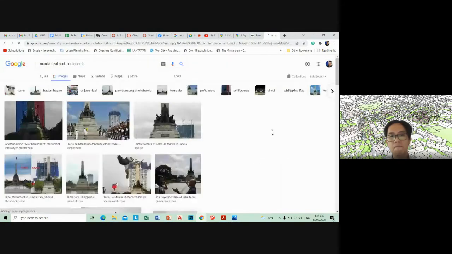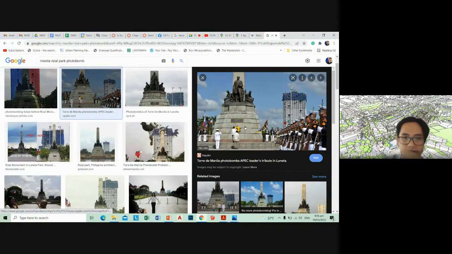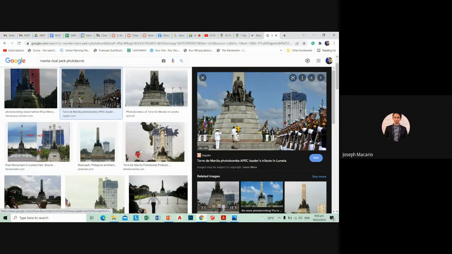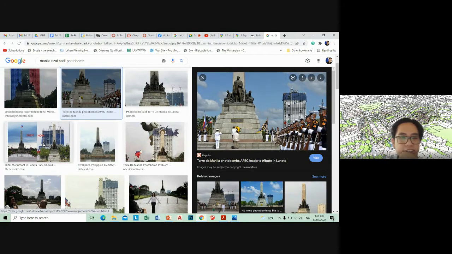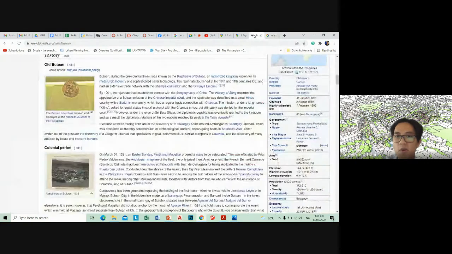Missing. So the issue was we have this very tall commercial building just ruining the vista of the, I forget the name of this park. Torre de Manila, sir. Okay. Yes. So before it was all clean and now you have this building. It's not really an ugly building, it's just in the way, ruining the landscape and the quality of the space.